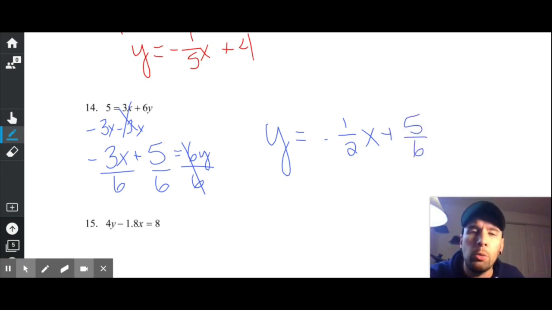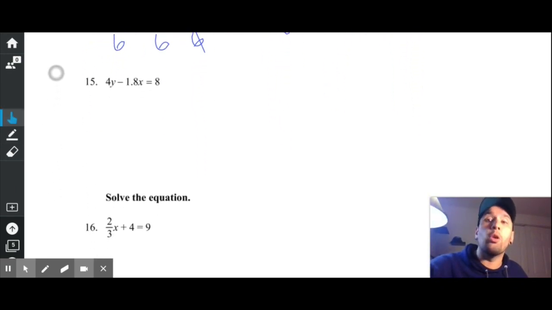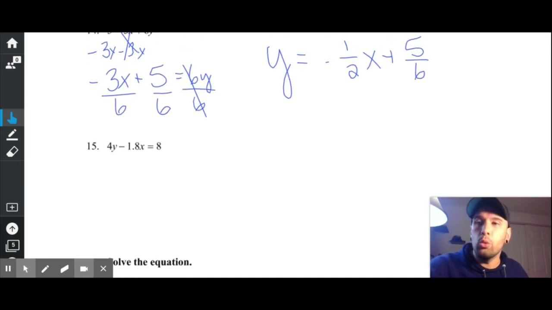So I never said it would be beautiful. I only said it would be correct. Now, I like things as fractions for slope-intercept purposes. And again, if you don't know what slope-intercept form is, you will. You will very soon.